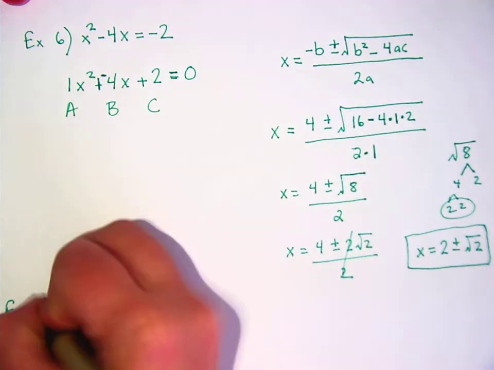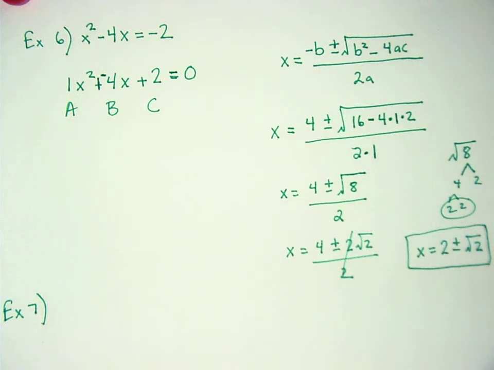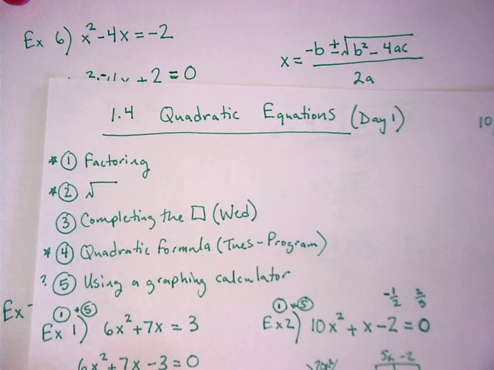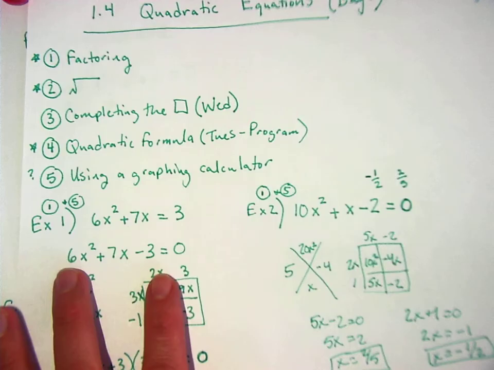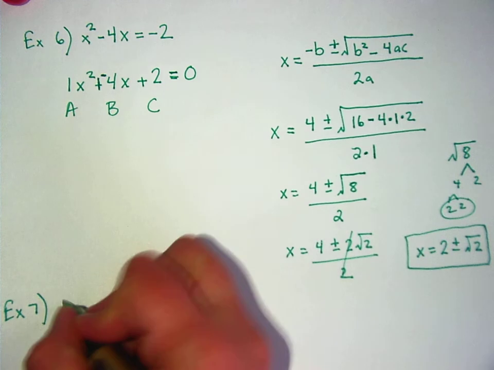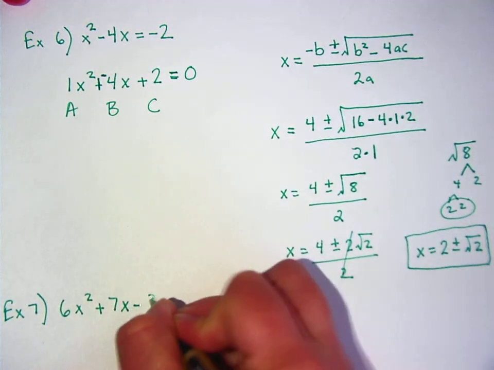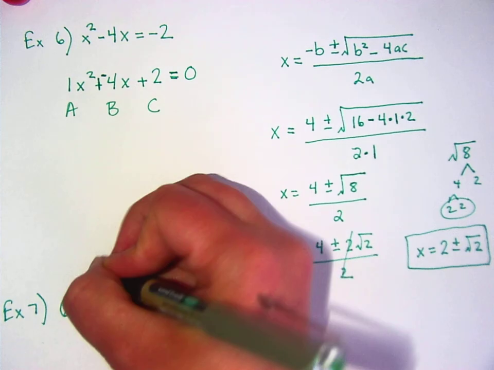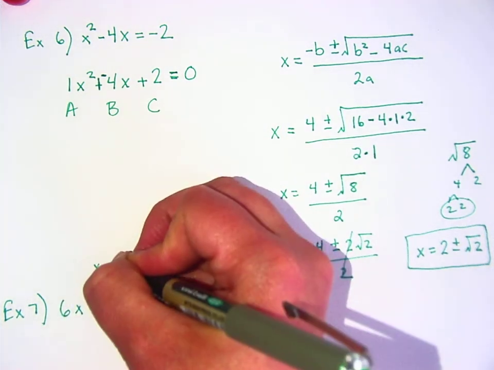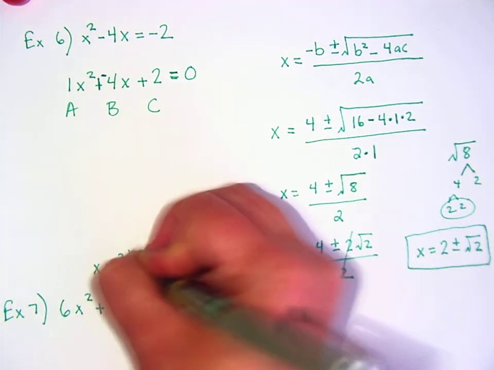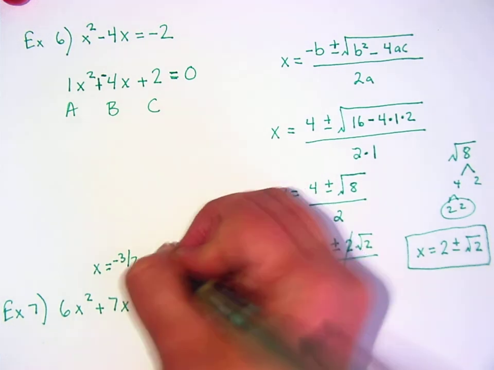All right, example 7. You know what, let's do it this way. Here's what we're going to do. Everybody look up. I'm going to grab the problem we did from example 1. 6x squared plus 7x minus 3 equals 0. And we already know from example 1 that the answer is negative 3/2 and positive 1/3.